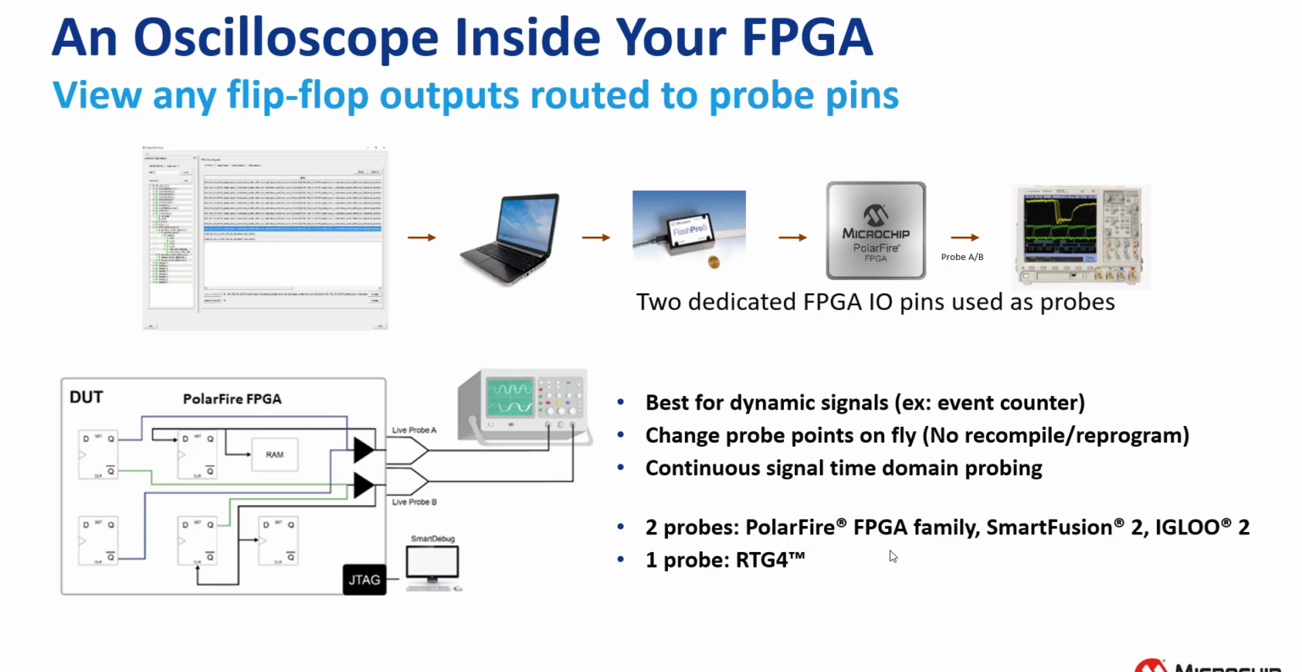The PolarFire, SmartFusion 2 and Igloo 2 FPGAs contain two dedicated probe points. However, the RTG4 FPGA contains only one dedicated probe point on the FPGA I/O pin.